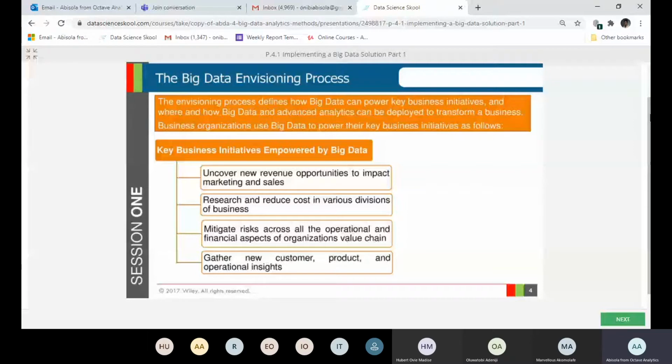Then another thing is it helps you mitigate risk across all operational and financial aspects of the organization's value chain. So it helps you to reduce risk. If you have big data envisioning process, you can be able to know that, okay, this particular part of the business is bringing more risks, or maybe making the business faulty, or bringing losses to the organization, or things like that in the operation.